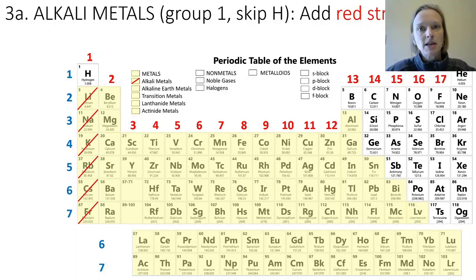We're going to look at some of these sets of metals in more detail. So the first set of metals I want to look at in more detail are the alkali metals. The alkali metals are here in group 1, everything except for hydrogen. And I want you to add red stripes to those metals to let you know that those are alkali metals. And similarly, add a red stripe on your key so that you remember which ones mean alkali metals.